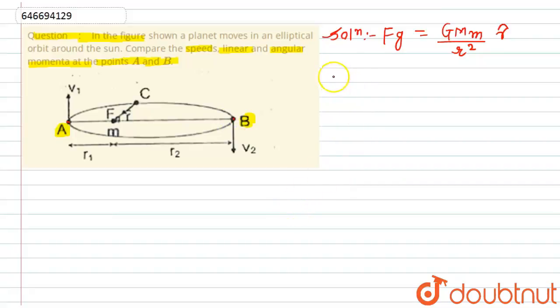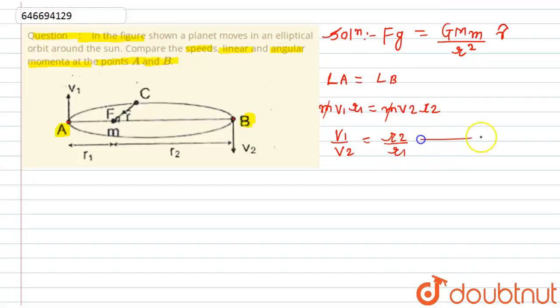So simply here we can state that LA equals LB. This implies that mV1R1 equals mV2R2. From here m gets cancelled, and we get V1 by V2 equals R2 divided by R1. Let's suppose this is equation number 1.